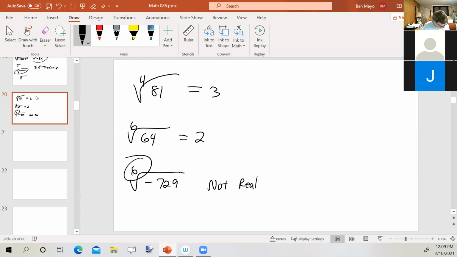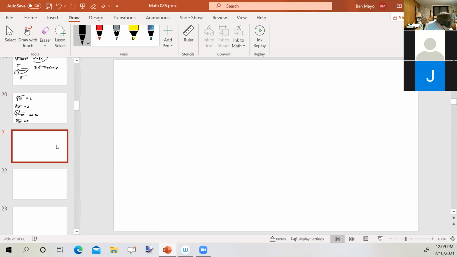Yeah. What is the sixth root of positive 729? Let's see here. 729. It's 3. Oh, it is 3. Okay. Yeah. But the sixth root of negative, not real. Okay.